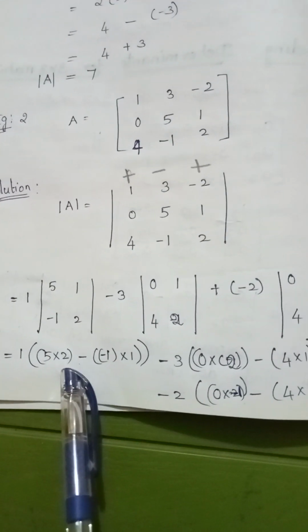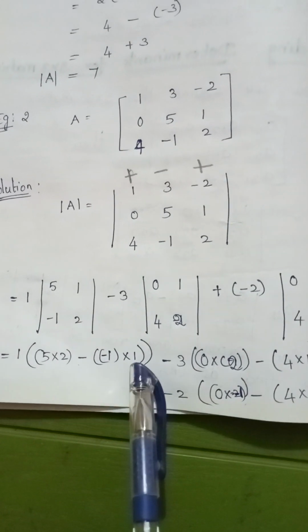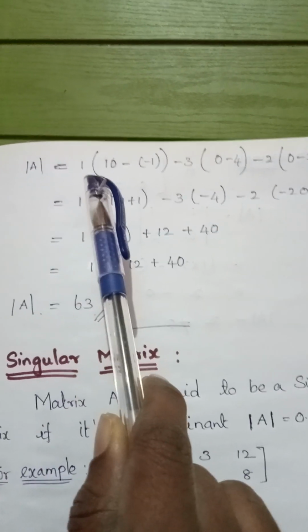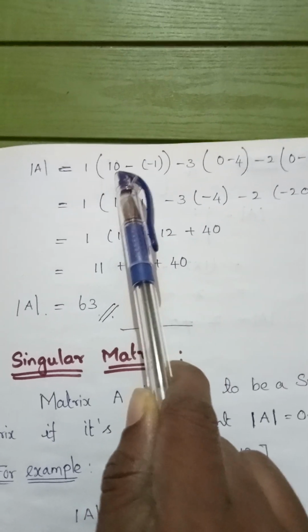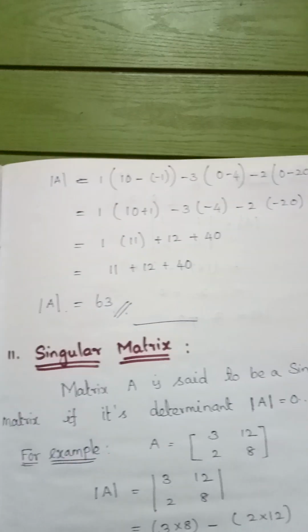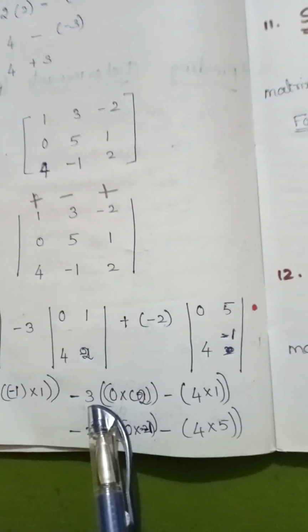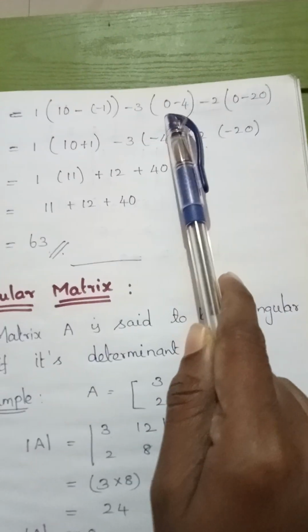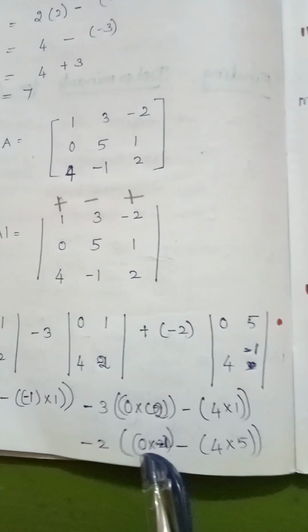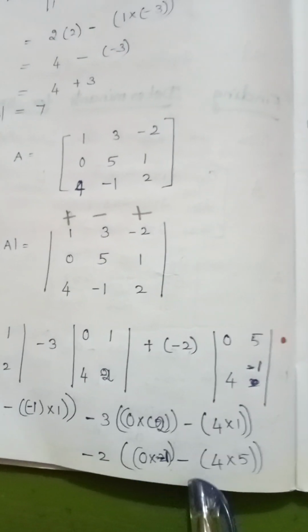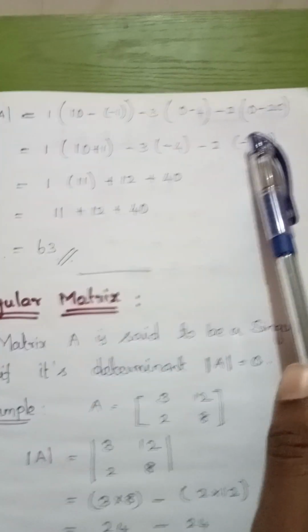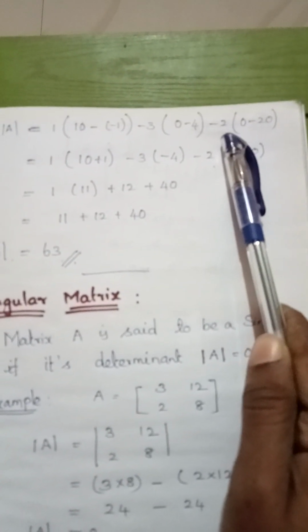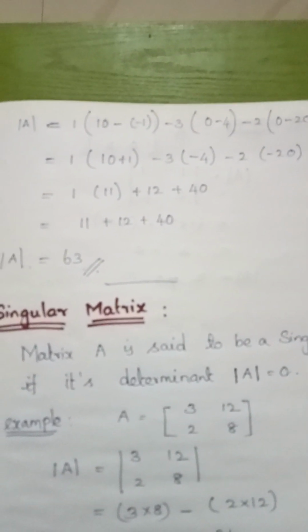So 1 into 5 into 2, 10. The formula minus 1 into 1, minus 1. So determinant A equal to 1 into 10 minus of minus 1. Next one, 0 into 2, 0. So minus 4 into 1, 4. So minus 3 of 0 minus 4. Next minus 2, 0 into minus 1, 0. Minus of 4 into 5, 20. So minus 2 into 0 minus 20.